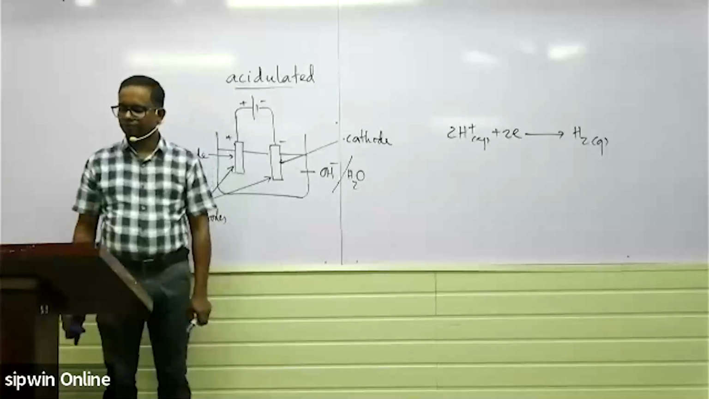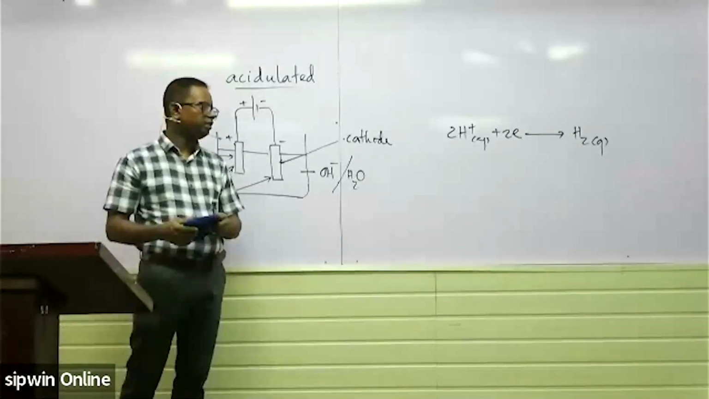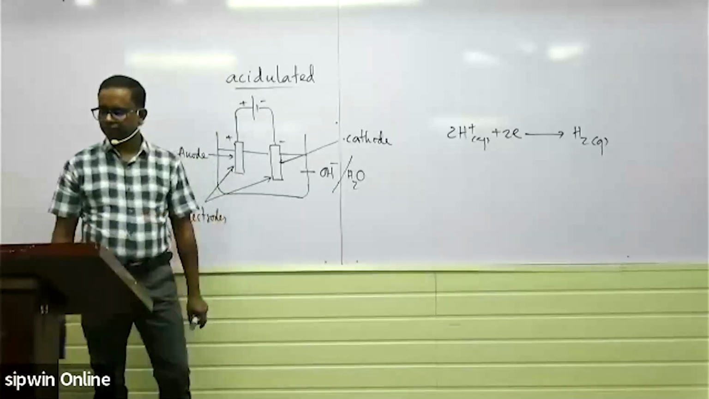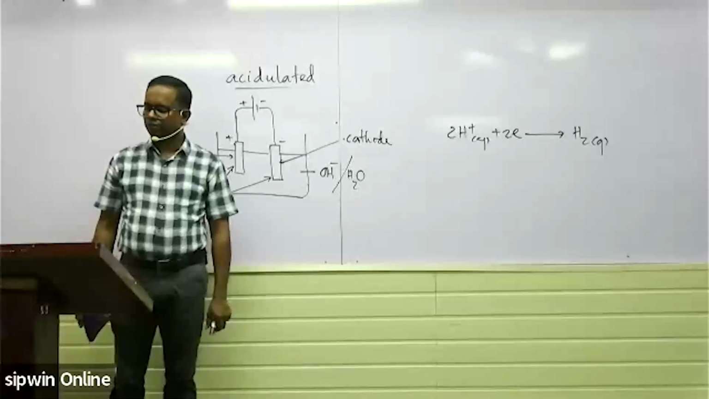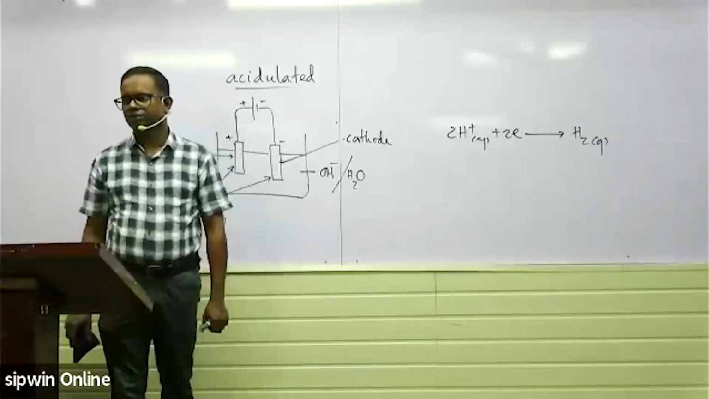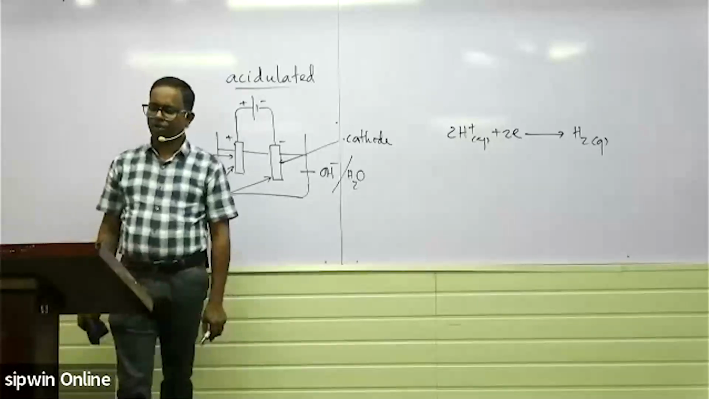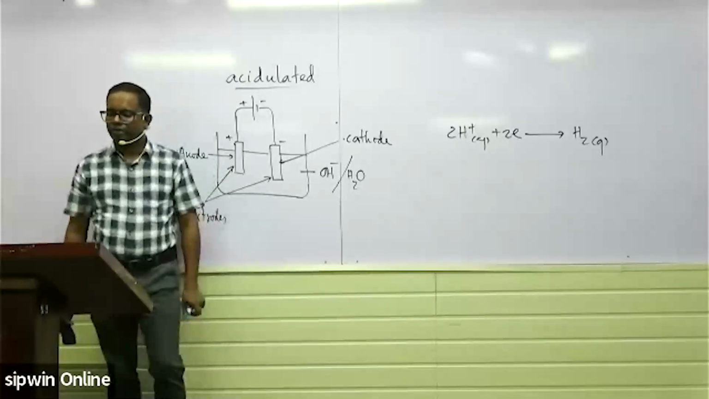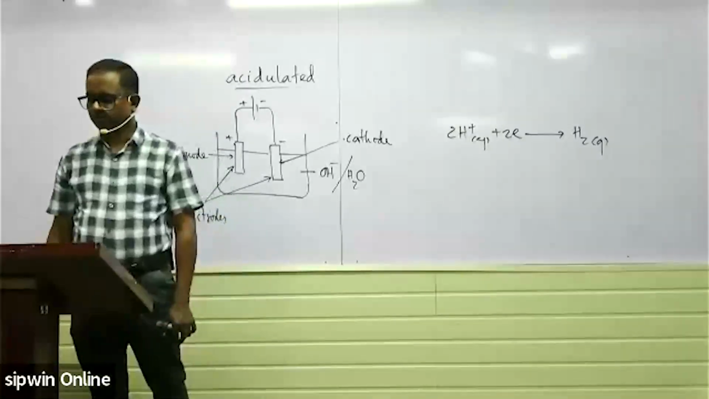Right, write it then. 4OH minus equals products, O2 gas, 2H2O liquid, 4 electrons.